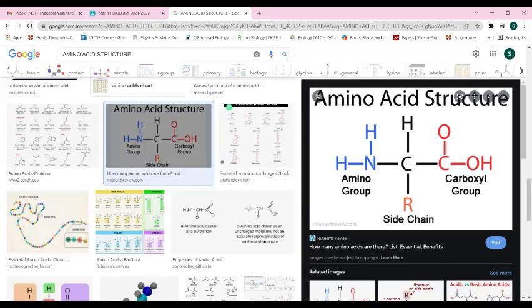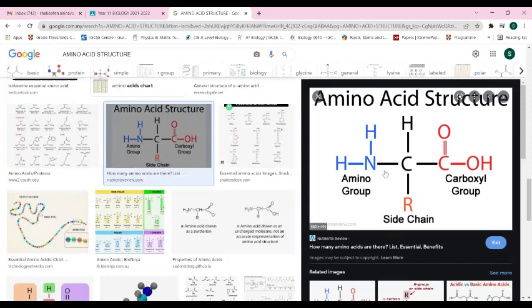Amino acids themselves are small molecules. This is their chemical structure, and you don't need to know it. I just want to show you that there is one nitrogen in it. That's called an amino group, which is why they're called amino acids. There is one amino group and one carboxyl group in it. So this molecule is called an amino acid.